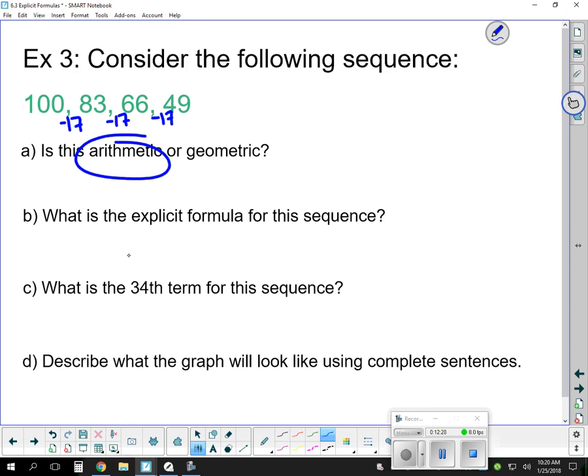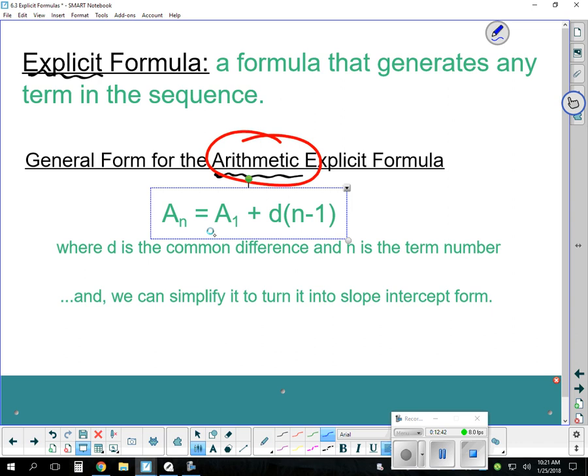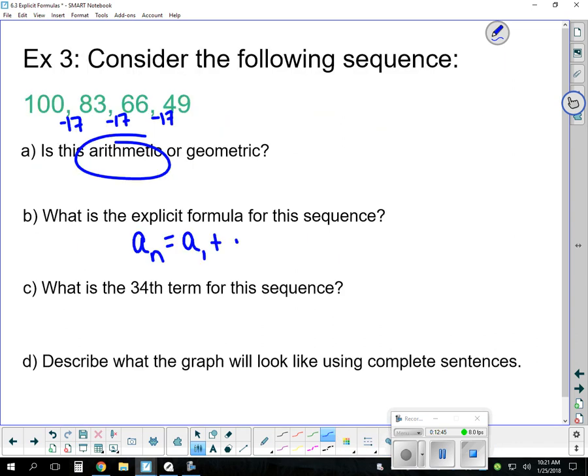So we have to think about our explicit formula for arithmetic. A sub n equals a sub 1 plus, oh, you don't remember it? Guess what? Look back at your notes. It's right there. d times n minus 1. Now that's the general form. For this particular sequence, we need to fill in the information we know. A sub n we don't know. That's what you would be trying to find. But we do know a sub 1. It's 100. And we do know our d. It's negative 17 times n minus 1. There's your formula.